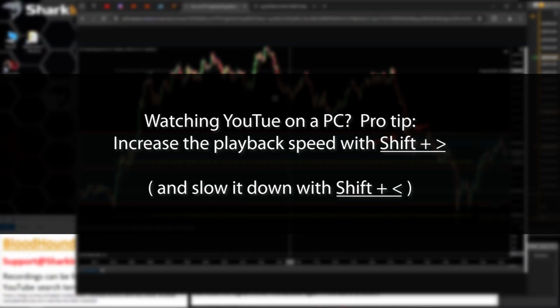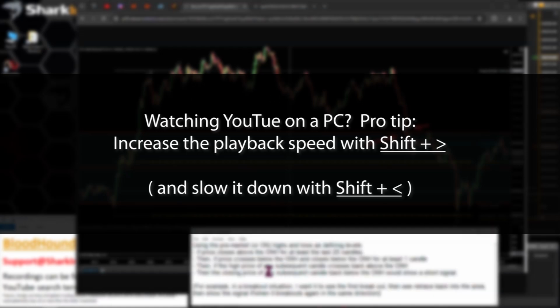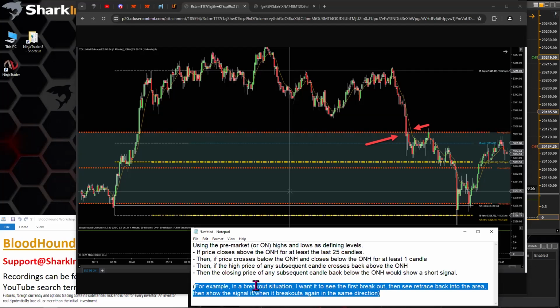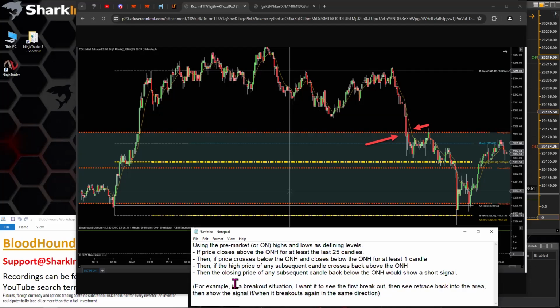All right, so we have a screenshot here to help illustrate this question. Now, when the question was first emailed in, this is basically a quick excerpt of that question, about recognizing, in a breakout system or situation, recognizing the second breakout, right? So you get the first breakout, right? And then quite often you get a retrace back into whatever that breakout area is. And then it wants to see the second breakout there in the same direction.